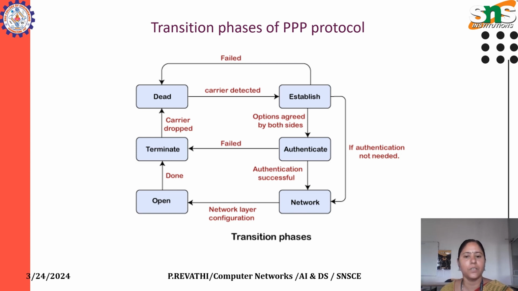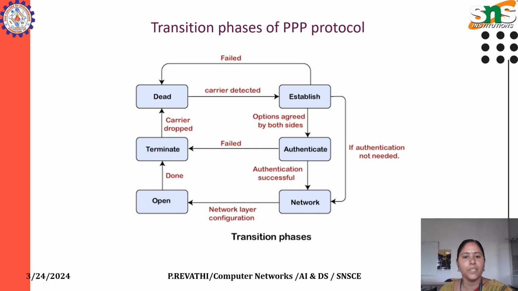Authenticate. It is an optional phase, which means that the communication can also move to the authenticate phase. The phase moves from the established to the authenticate phase only when both the communicating nodes agree to make the communication authenticated. Network. Once the authentication is successful, the network phase is established. In this phase, the negotiation of the network layer protocol takes place.